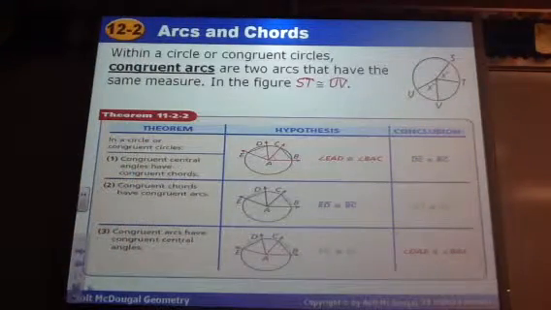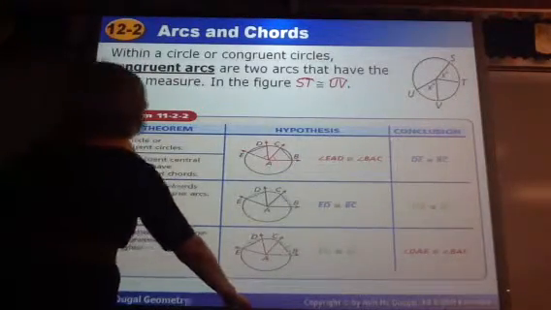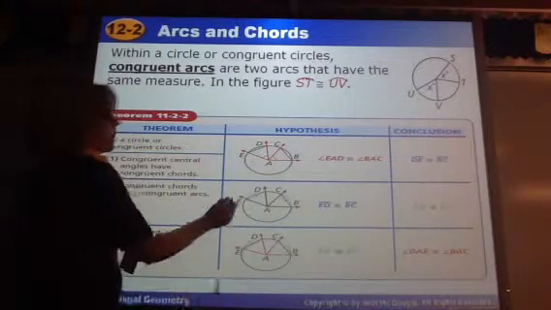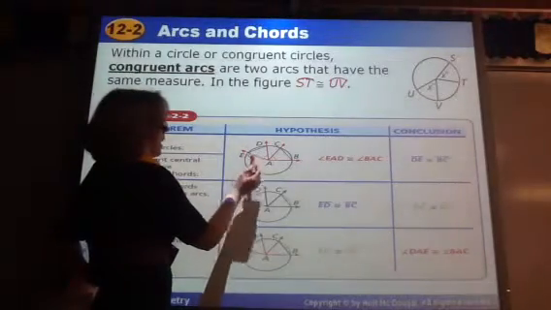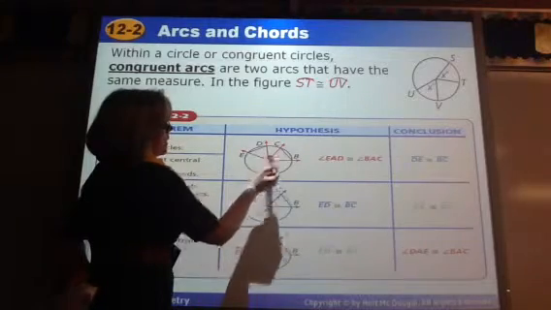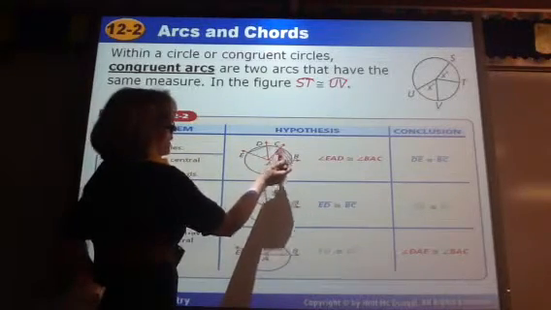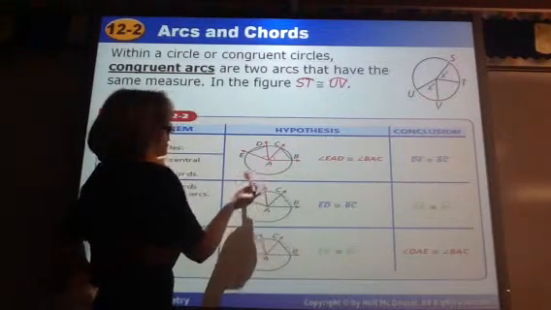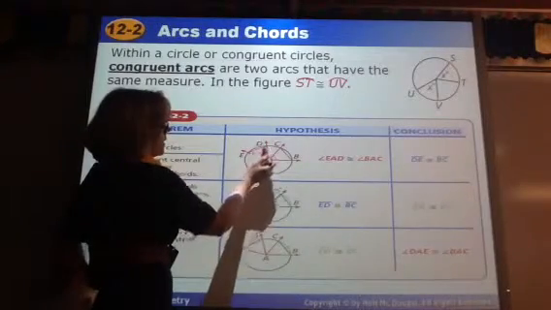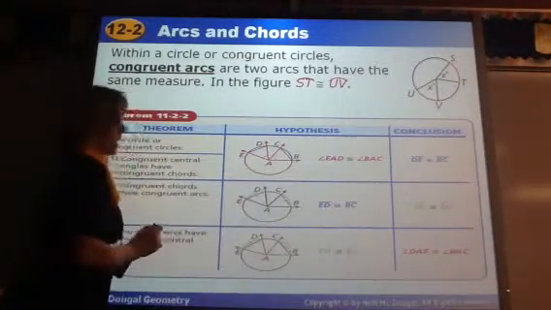In a circle or congruent circles, congruent central angles have congruent chords. Okay, so central angle EAD is congruent to central angle EAB because of your markings. Therefore, chord DE is congruent to chord CB.